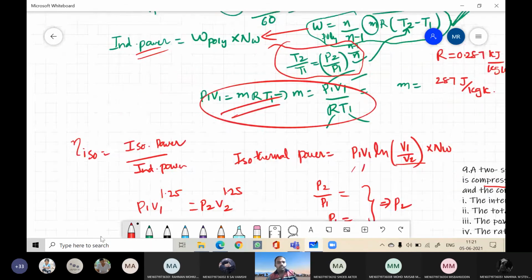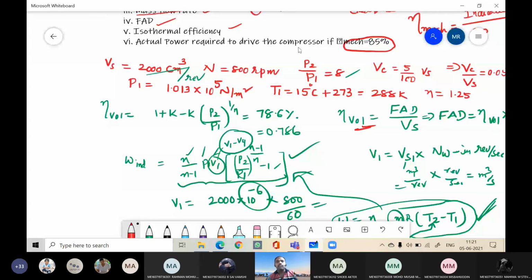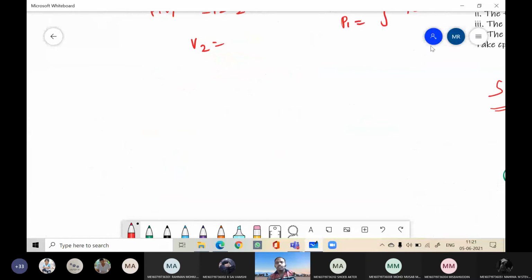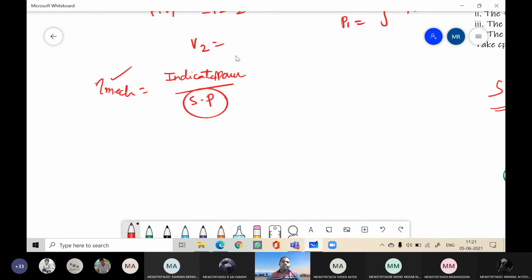And one more part: after calculating isothermal power, the actual power required to drive the compressor if mechanical efficiency is 85%. Just now we discussed that mechanical efficiency is equals to indicated power by shaft power. We require shaft power now. Mechanical efficiency is given. Indicated power is nothing but work done during the polytropic process. We already calculated it, so the unknown value, the shaft power, can be calculated by using this formula. Is it clear?